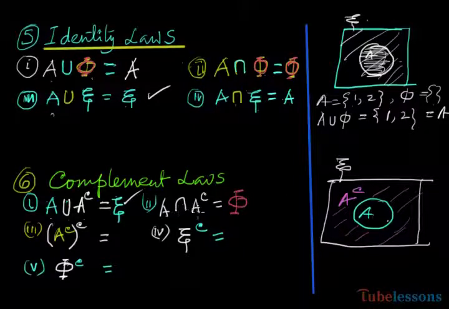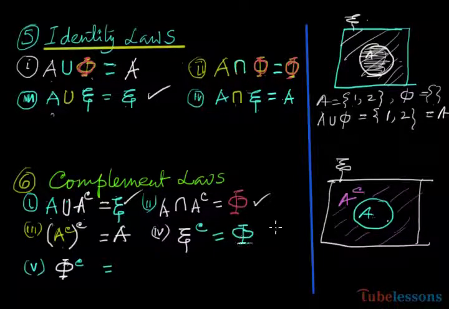A intersection A complement, because no common element between A and A complement, so it will be phi or null set. Complement of complement, this is the complement whose complement is A. So complement of complement is equals to A. Complement of xi, it will be null set, and complement of null set equals to xi.